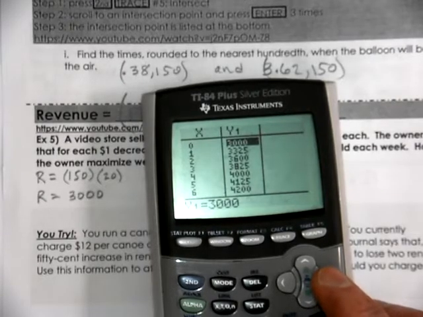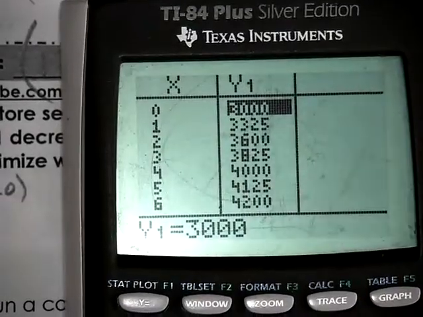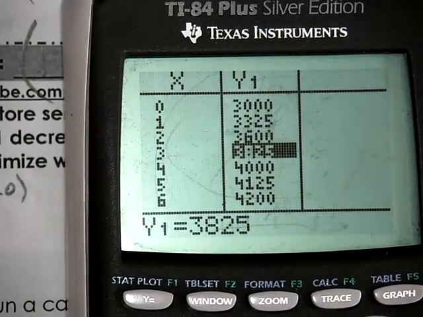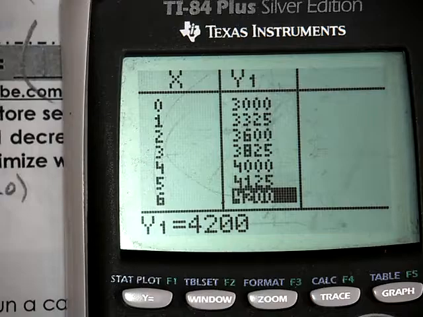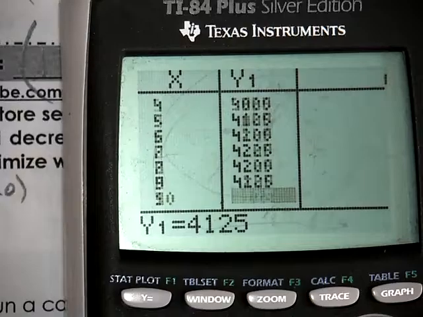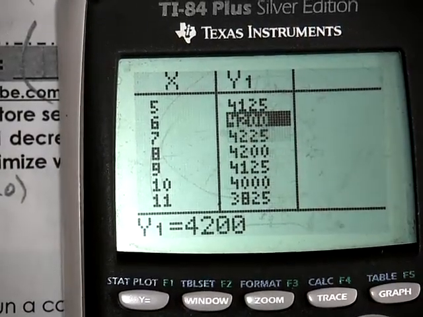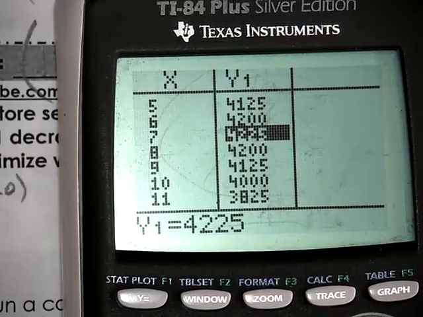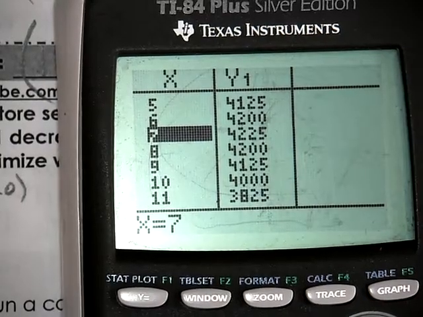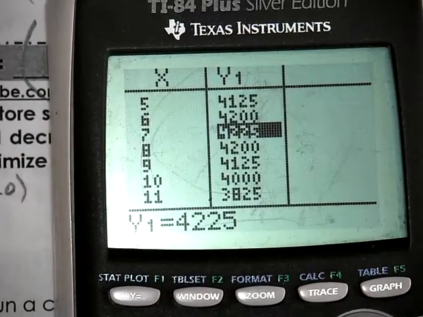The very first time we're at 3,000. Then we're at 3,300, and we started to work our way up. The more times we decreased the price, the more we started to go up. And then we finally got to a spot where we started to decrease again. So we look for the highest value, and there's our highest value. That happens when we decrease the price by $7. We have a maximum income following this pattern.